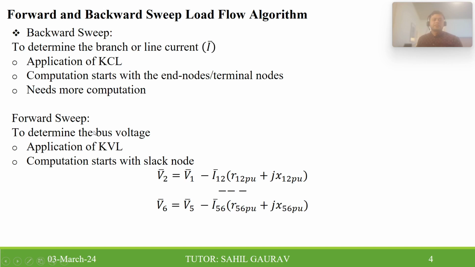With the help of the forward sweep, we determine the bus voltage, and it is an application of Kirchhoff's voltage law. This computation starts from the slack node, that is basically the first node. So that's why it is called the forward sweep. And this is the expression for finding the voltage value at different buses.